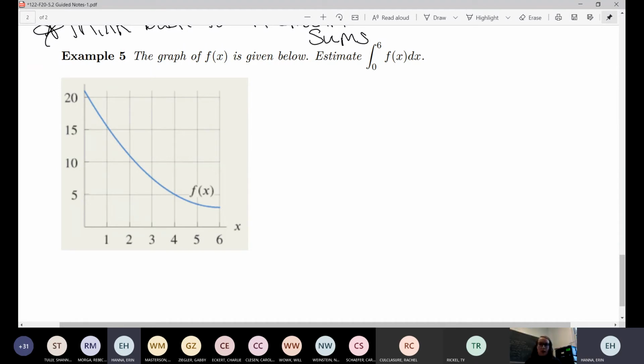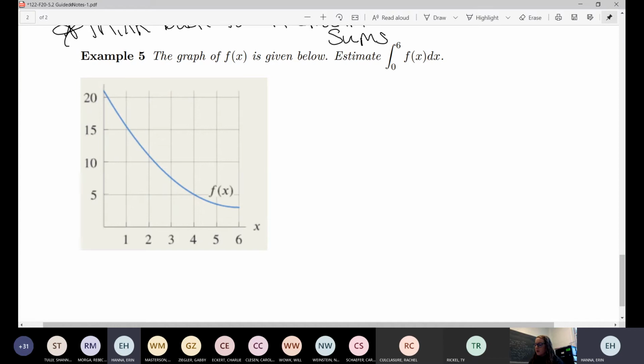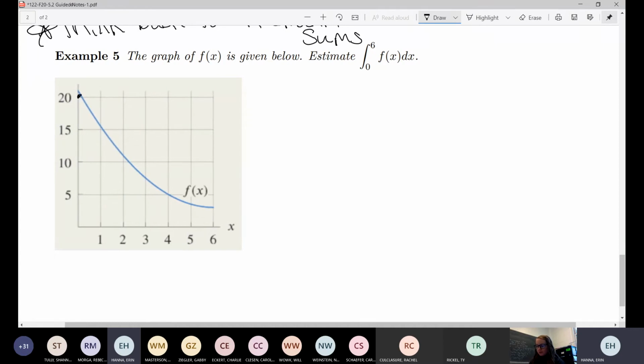We can do that in a couple of ways. We can do it with a right-hand sum and a left-hand sum, using this graph to the best of our ability. We could find these and actually use a Riemann sum and all that, and then average the two of them, which is a perfectly okay way to do it.